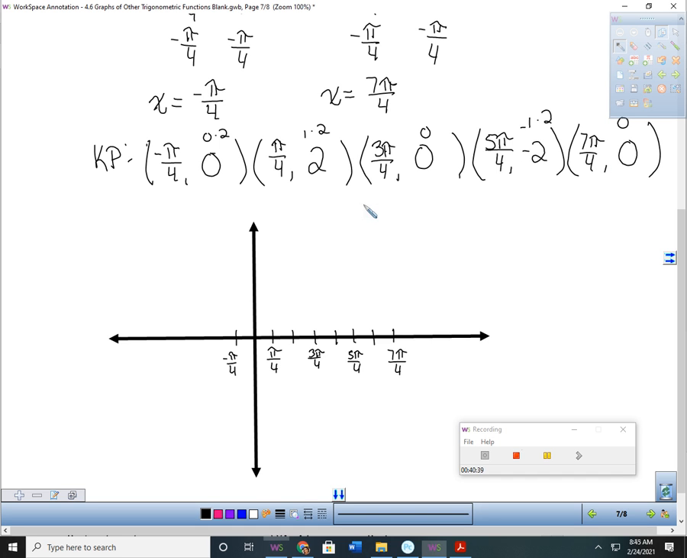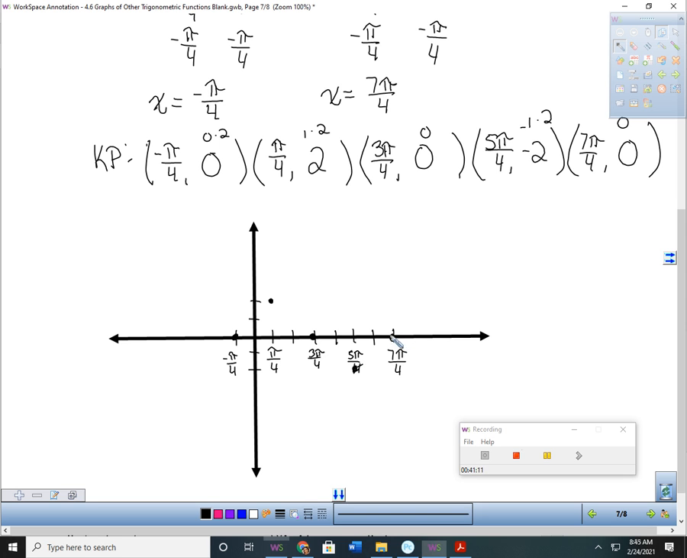All right, then we're going to plot these points just like normal. So negative pi over 4 is 0. I'm going to go all the way up to 2 and all the way down to negative 2. So then positive pi over 4, 2. 3 pi over 4, 0. 5 pi over 4, negative 2. And 7 pi over 4, 0.